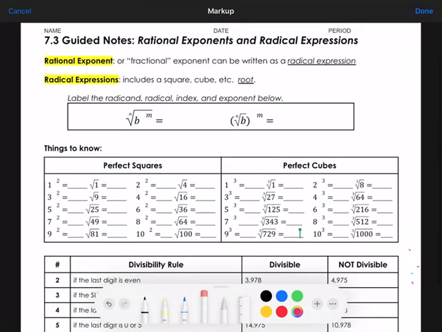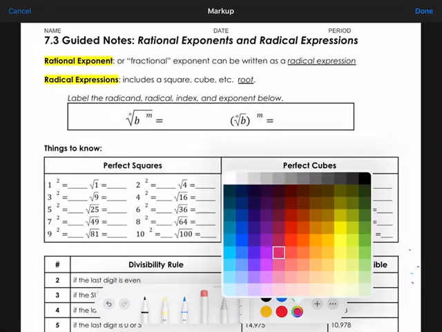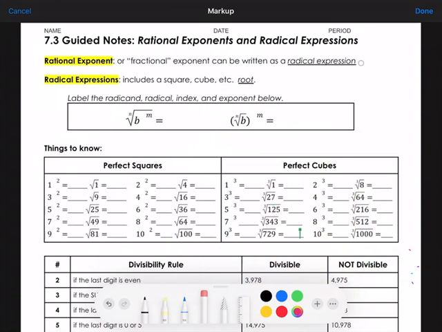All right, today we're going to be taking a look at rational exponents and radical expressions. Before we dive too much into this, it's a good idea to go over the vocab, what these two words mean. A rational exponent is a fractional exponent, and it can be written as a radical expression, which we'll get into in just a moment.